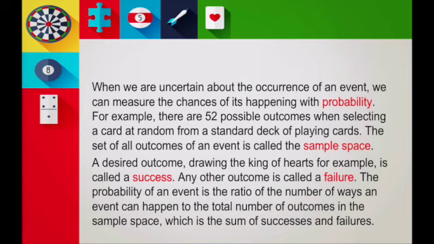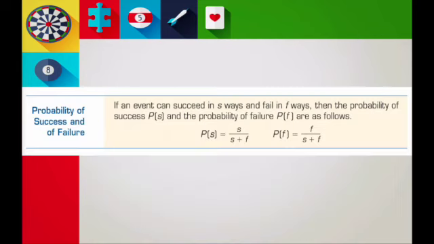The probability of an event is the ratio of the number of ways an event can happen to the total number of outcomes in the sample space, which is the sum of the successes and the failures. So, if an event can succeed in S ways and fail in F ways, then the probability of success is S over S plus F. Probability of failure is F over S plus F.